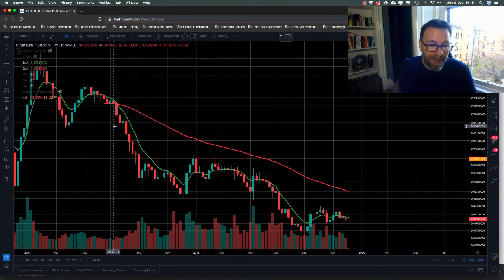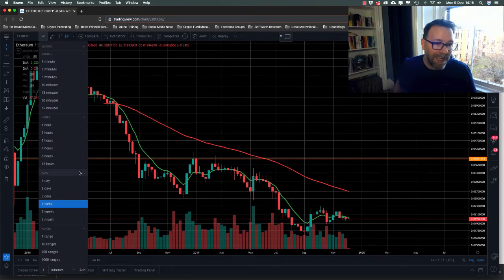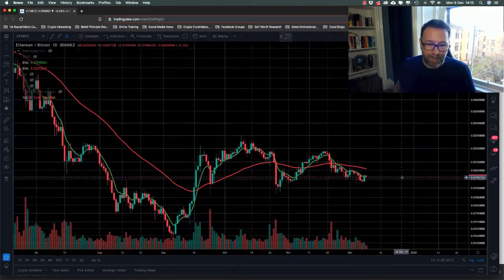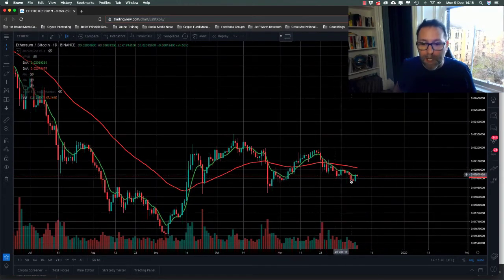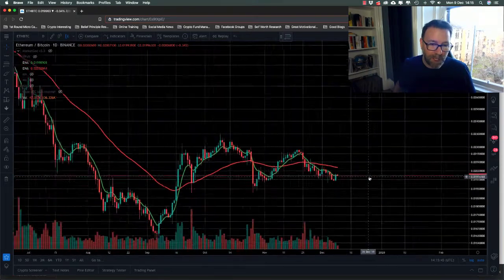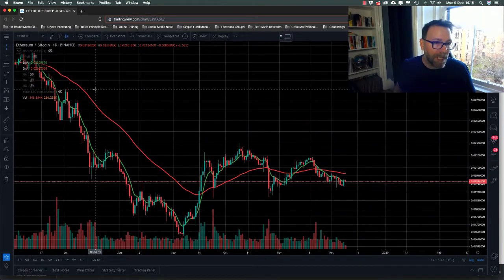So that's the macro view. It doesn't look good chart wise, but fundamentally I think this is a brilliant time to get in. On the daily, we've got the 7 EMA crossing down over the 50 EMA, so again not a good sign for Ethereum at the moment, so not a good entry price at the moment.